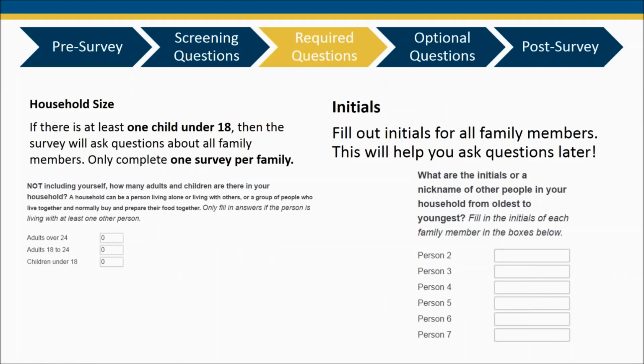To determine household size, ask the following question. Not including yourself, how many adults and children are there in your household? The web survey will automatically skip the family section if there are no members of their household that are under the age of 18. If there are members of the household under the age of 18, you'll see this prompt, and you will ask, what are the initials or a nickname of other people in your household from oldest to youngest? This will help you ask family questions later.